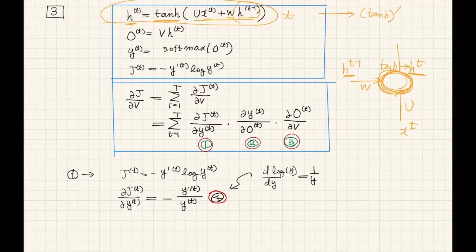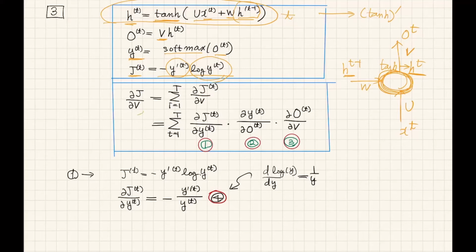Output layer: here the hidden layer will be connected to output layer t, and the connection between hidden layer and output layer is described by matrix V. Y_t, the output of this RNN at stage t, is the softmax function of O_t. And the cost function at stage t is the cross entropy function of the true value and the output value.